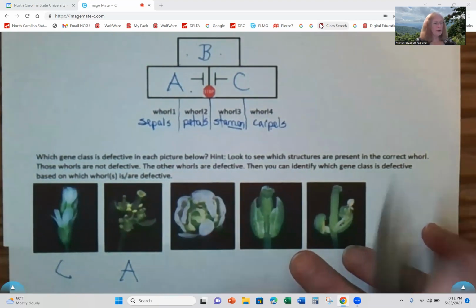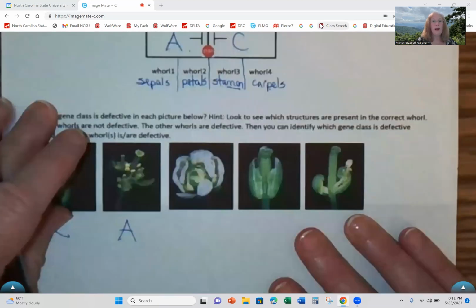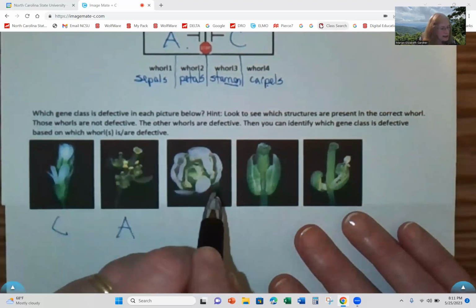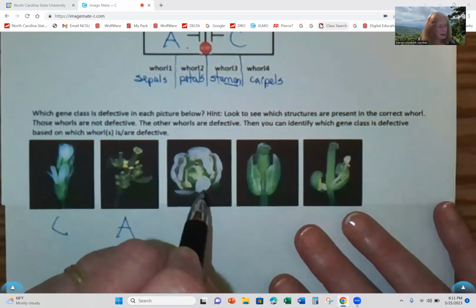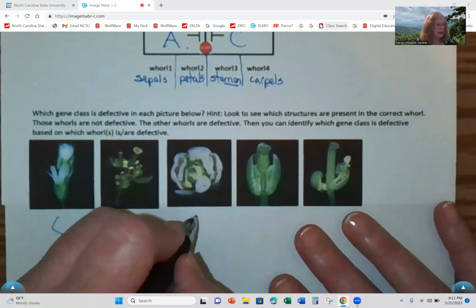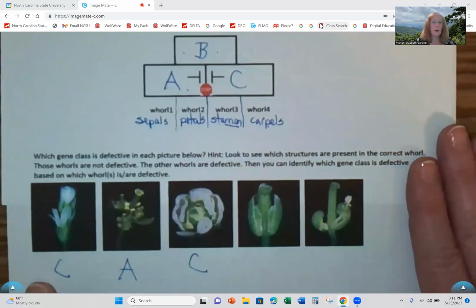Here we're looking straight on the flower. Oops, there we go. That's a normal flower straight on. This is our mutant. I see some green sepals there. I see a little bit of green sepal behind and petals and more petals here. This is a C-class mutant. We do not have stamen or carpels, but we do have a lot of sepals and petals.